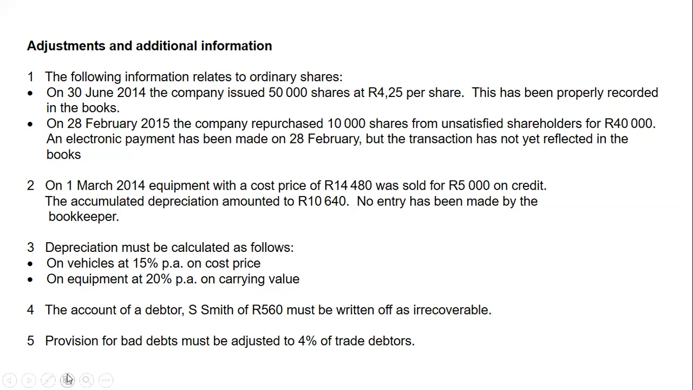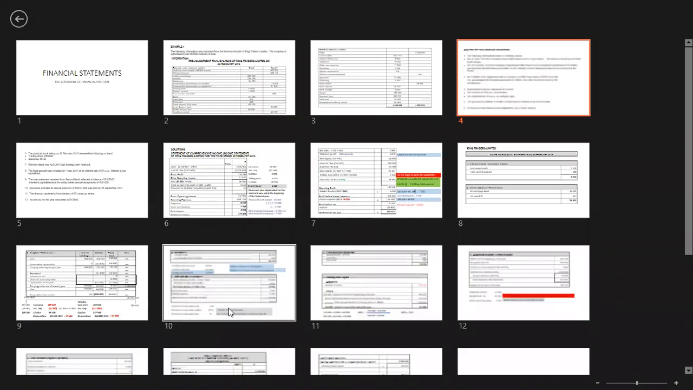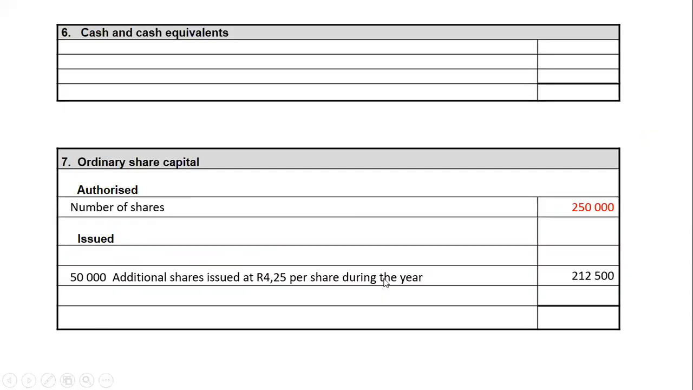Now, this transaction will have to be recorded first in our ordinary share capital note. Before we continue, please note that I can now determine the opening balance. I can now determine how many shares and how much share capital I had at the beginning of the year, because I know that the next transaction was not recorded. In this case, I know that 190,000 shares were issued in total, meaning at the beginning of the year, I had 140,000 shares in issue.